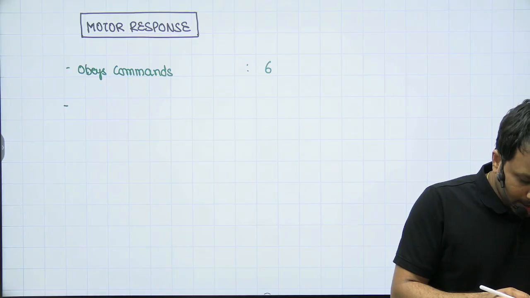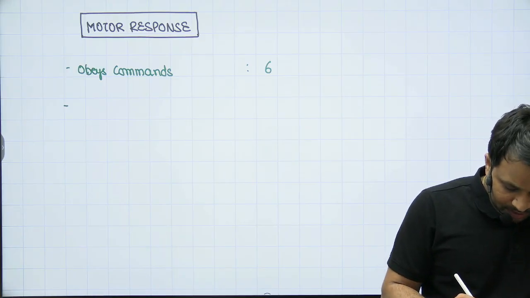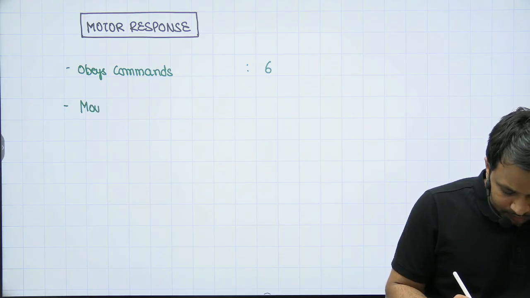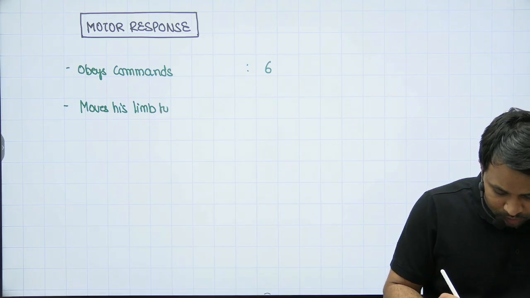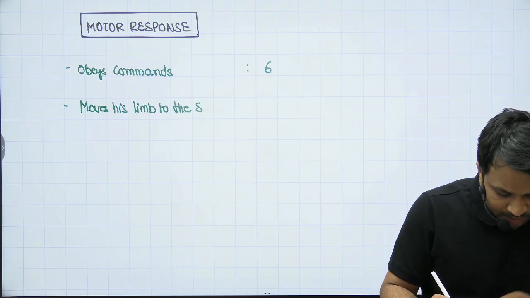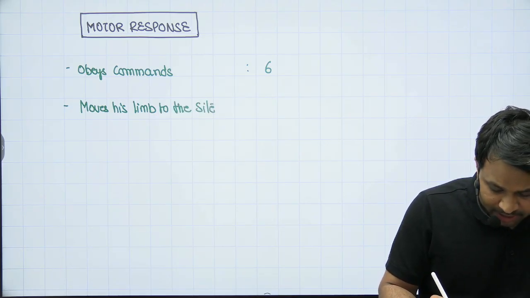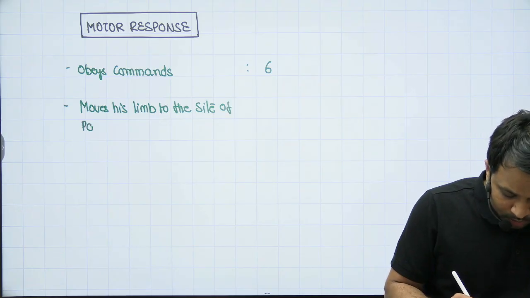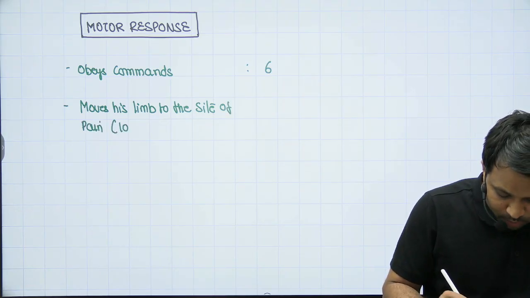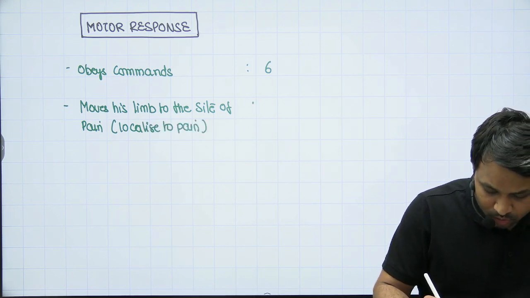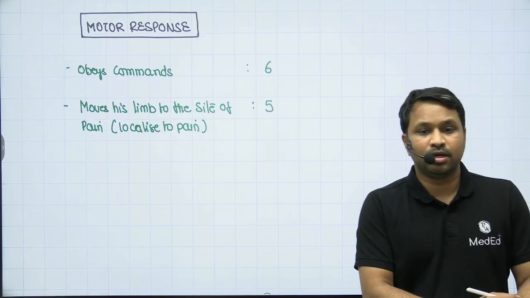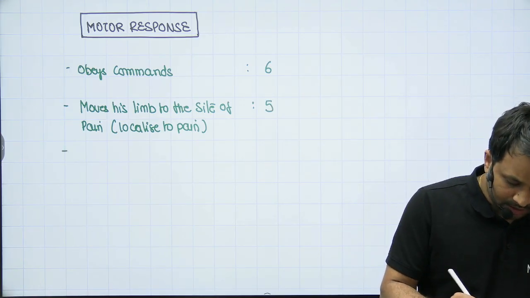He is localizing from where the pain stimulus is present. So if he moves his hand or moves his limb to the site of pain, is able to reach all the way to the site of pain, which is also called localizes to pain. If he localizes to pain, a score of 5 is given. A score of 5 is given, right?